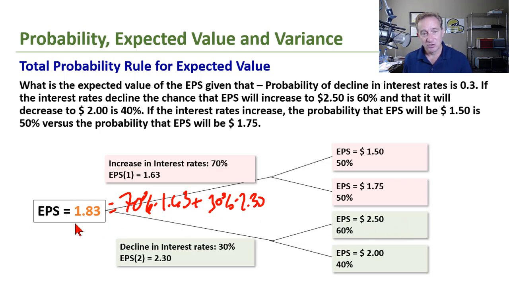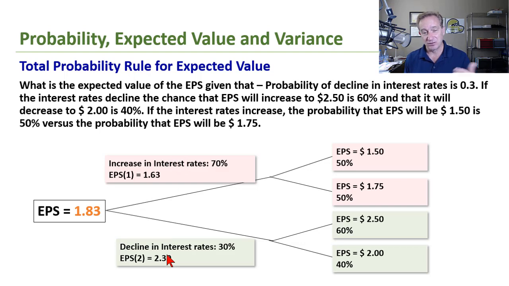So we apply the total probability rule to get the expected value of the EPS given the set of probabilities. So we'd get the same answer if we came out here, and we'll notice that here we have unconditional. The interest rates can either increase or decrease. And then conditional on that event, we have these conditional probabilities. But that means we also have joint probabilities here, right? So we have four outcomes here.